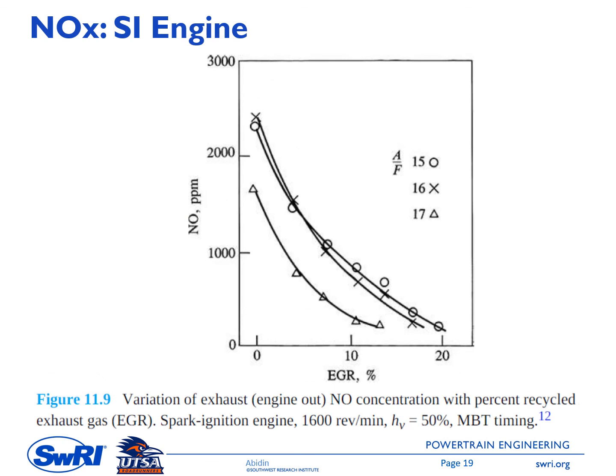This picture is showing the variation of exhaust engine-out NO concentration as a function of the EGR percent. We have three lines here showing different air-fuel ratios. As you can see in this figure, we have a substantial reduction of NO with the increase of EGR. And this strategy is currently used in engines to reduce the NO formation inside internal combustion engines.